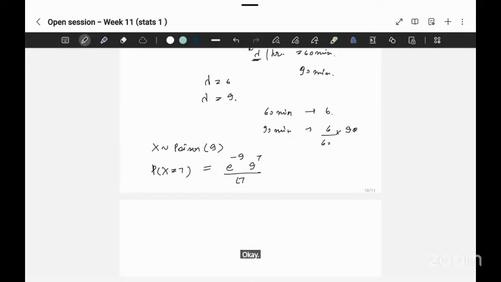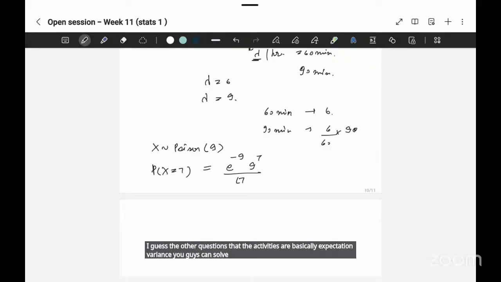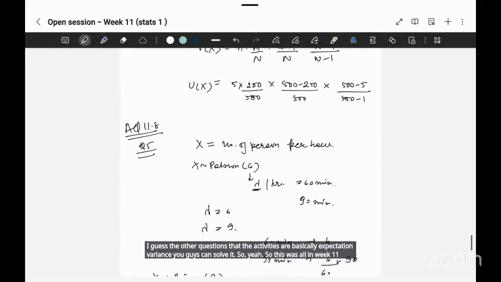I guess the other questions and activities are basically expectation and variance. You guys can solve them. So this was all in week 11. Is week 11 clear to everyone? Is it confusing? How is week 11? Ma'am, I found it better than the previous weeks. Really? That's good to know, that's the first time I'm hearing that. Okay, nice. So that was all in week 11. Any doubts? Anything specific?